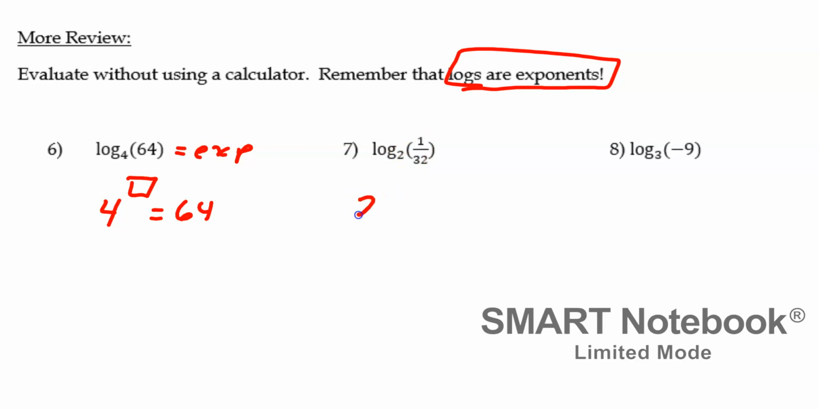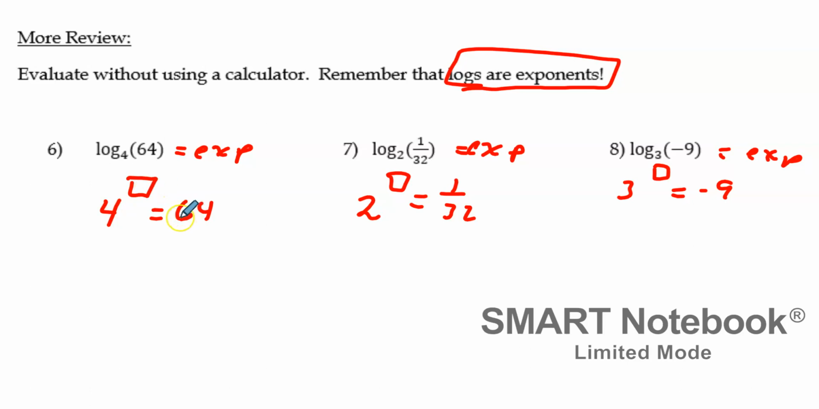The base in this one is 2. 2 to the what gives you 1/32, because we don't know what that exponent is. 3 to the what gives you -9. Again, we don't know what that exponent is. So this first example, 4 to the what is 64. Well, I know that 4 times 4 is 16. Is 16 times another 4 equals 64? It does. So 3 4s multiplied give you 64. So your final answer is the exponent of 3.